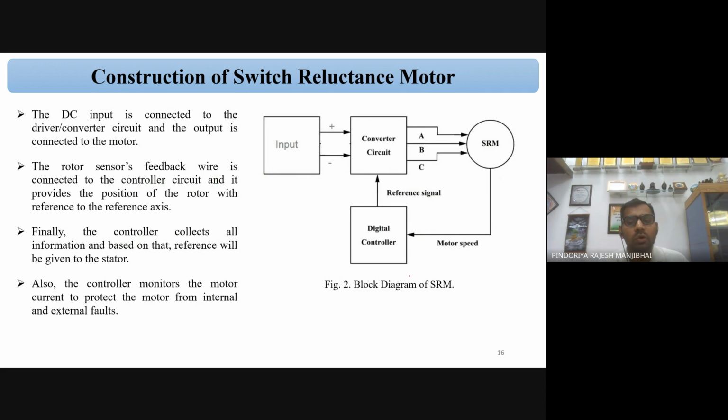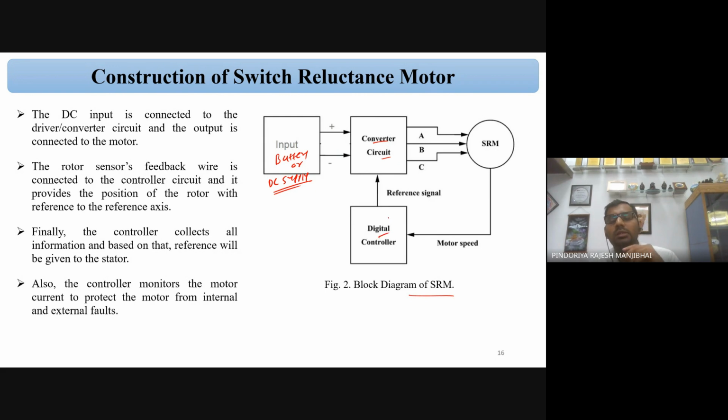So you can see the block diagram of the SRM. There is a control block diagram. So this is the input, maybe from the battery or maybe the DC supply. It is up to you, correct? So there is a battery or supply voltage, DC supply. Then the converter circuit, so we can control the SRM motor. It is the heart of the SRM motor.